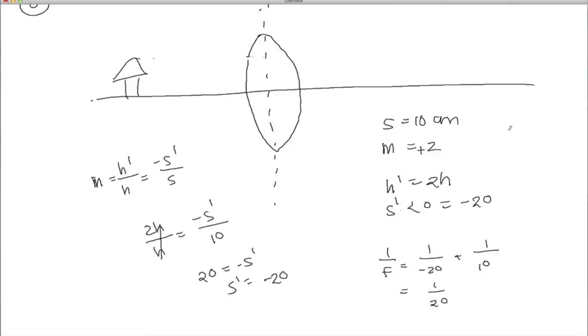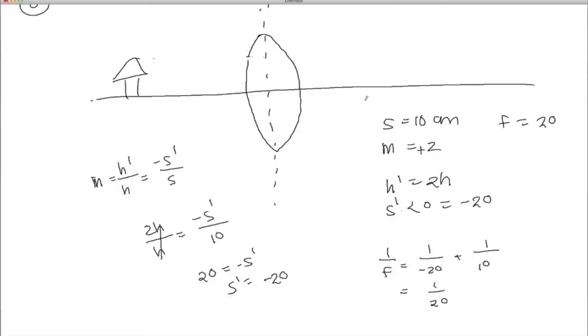So F equals 20. Does that make sense? Does F equal positive 20 or negative 20? It's positive. That came out positive from the math. Is that what we expected? Yeah. Because it was a convex lens. So that's another way to check our work. That's something we could have predicted ahead of time, actually, that F would come out positive.